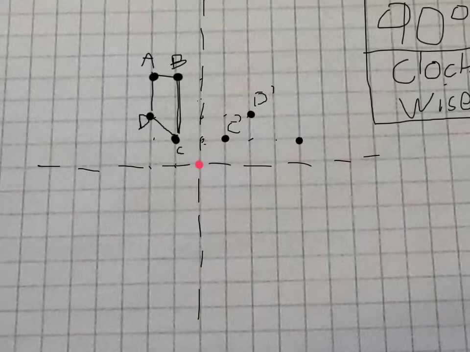This is our new B point, sorry. So B prime. And then we count A, 1, 2, 3, 4. 4 up and 1, 2 to the side. So 1, 2, and then 1, 2, 3, 4. So right here is our new A point. And there we can see it makes the shape.